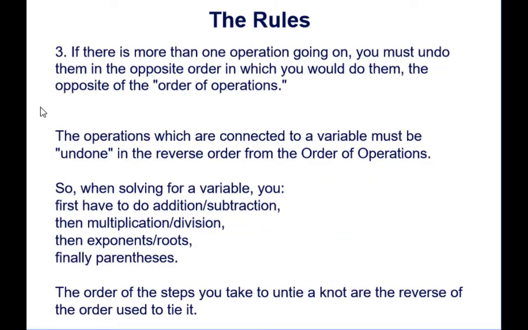The third rule is if there is more than one operation going on, you must undo them in the opposite order in which you would do them, the opposite of the order of operations. So the operations which are connected to a variable must be undone in the reverse order of the order of operations. Remember, order of operations was PEMDAS or GEMDAS. So when you're solving for a variable, you first have to do the addition, subtraction, then multiplication, division, then exponents, then parentheses. So it looks like the opposite of PEMDAS.